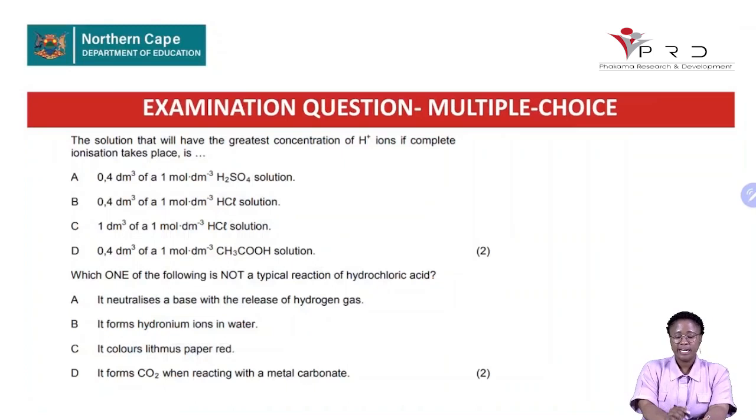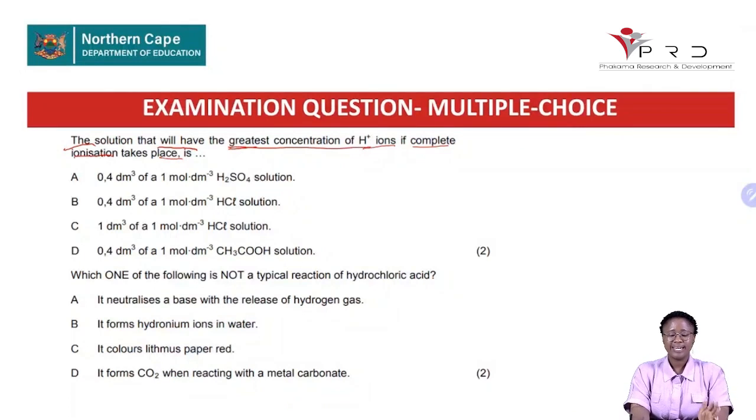Now let's look at the multiple choice question. It says the solution that will have the greatest concentration of hydronium ions if complete ionization takes place. Now what you must remember, the key words over here are greater concentration of hydrogen ions if there is a complete ionization. What comes into your mind?